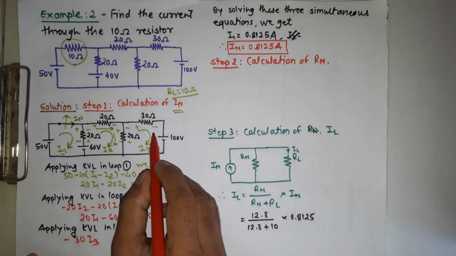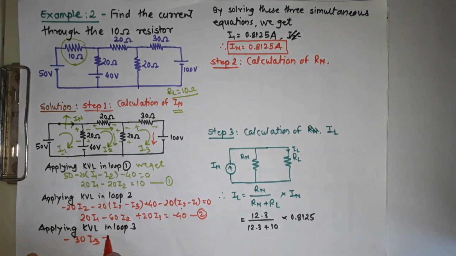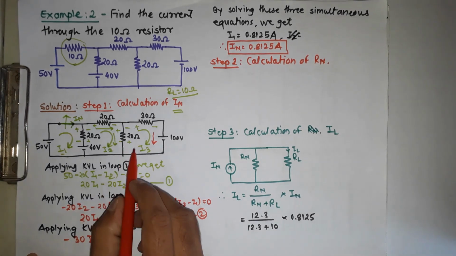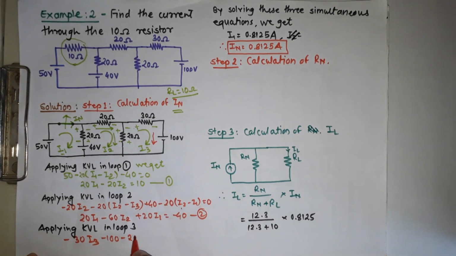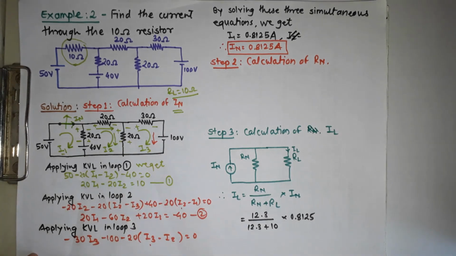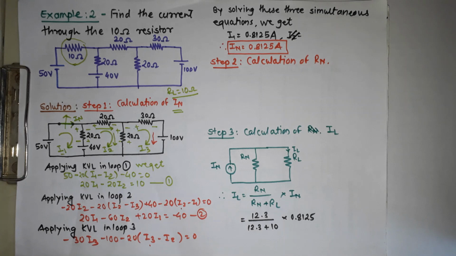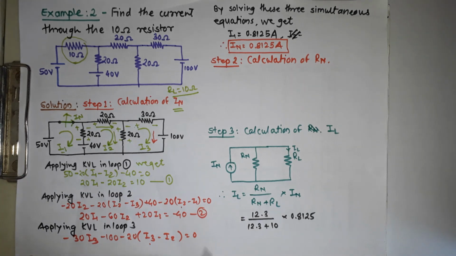For this 100 ohm, current flowing like this, so plus to minus, so it is minus 100, and for this 20, plus to minus, so it is minus 20 I3 minus I2 is equal to 0. Here we consider the I3 first because we are applying the KVL in the third loop. So by simplifying this equation, we get 20 I2 minus 50 I3 is equal to 100. Suppose this is the third equation.